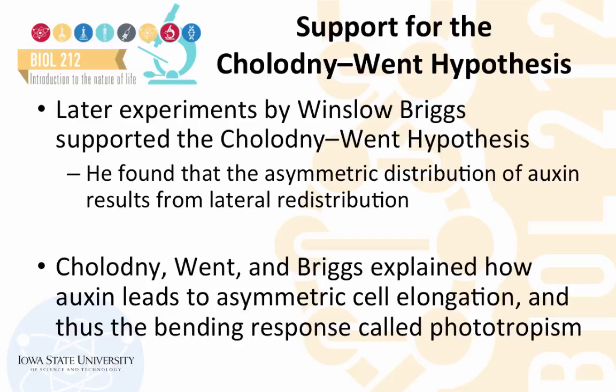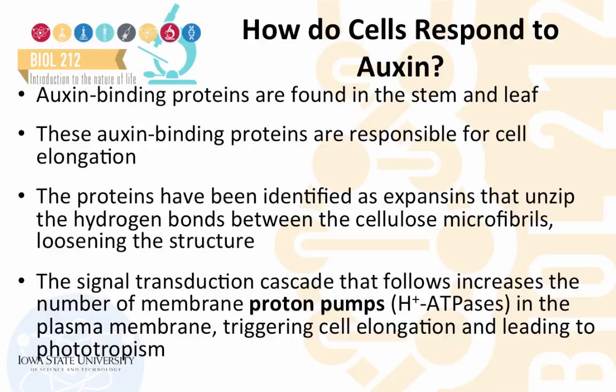Together, these three scientists and their colleagues explained how auxin leads to asymmetric cell elongation and thus the bending response called phototropism. So how do cells respond to auxin? Auxin-binding proteins are found in the stem and leaf. These auxin-binding proteins are responsible for cell elongation.